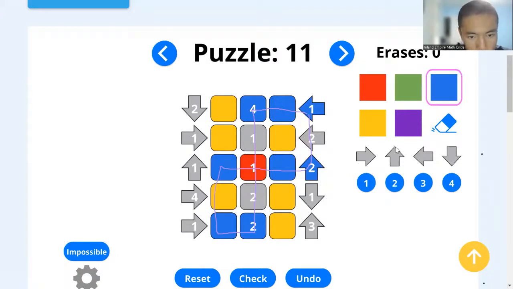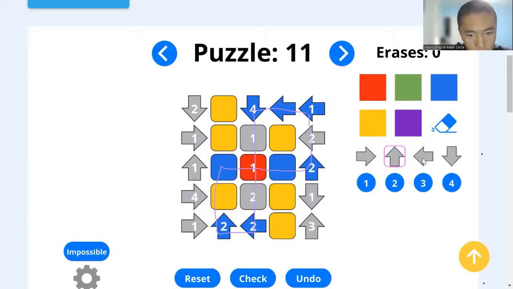All right, so that's what we had. Right, this is what we had before. Yeah, the complete cycle of blues. So now we're done with the blues once again. And now let's do the red.